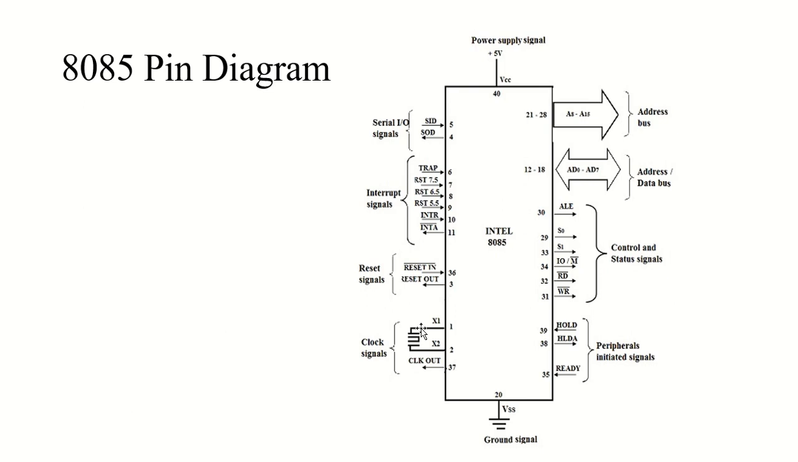Then we have the power signals VCC and VSS, which provide the power supply. VCC is plus 5 volt, and then we have the ground signal VSS, simple ground reference. So that was the pin diagram of 8085 microprocessor, except that there is one thing which I wanted to discuss as well.